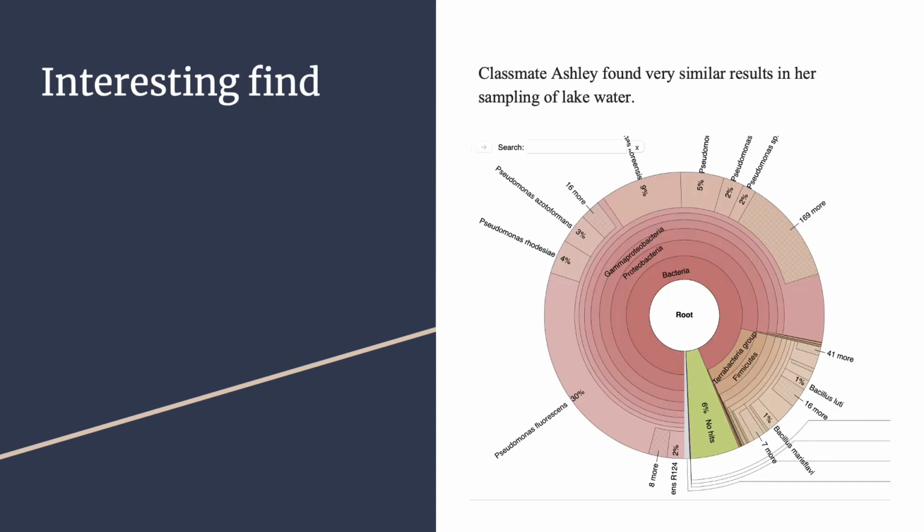Our classmate Ashley actually found very similar results with her sampling of lake water, which shouldn't be too surprising given that Pseudomonads are typically in water, snow, soil, and plants. Her results were 30% Pseudomonas fluorescens, which is not far off from how much of a percentage mine was of Pseudomonas fluorescens. So that is a very interesting find.